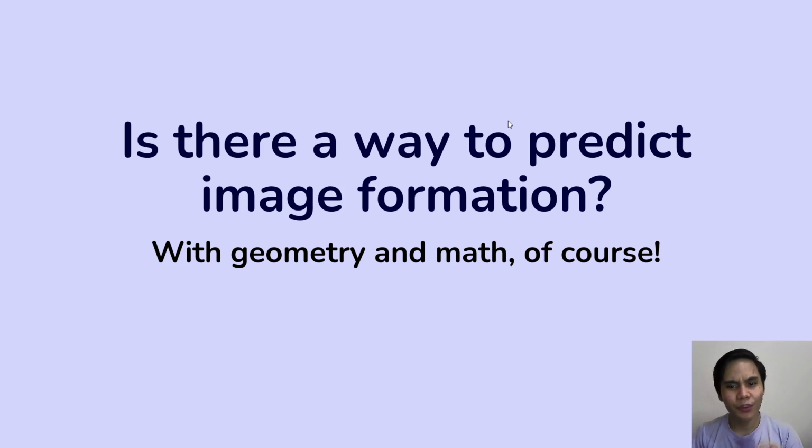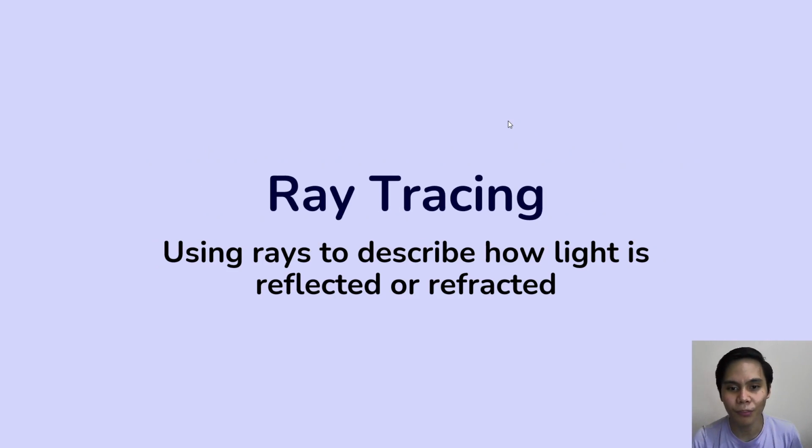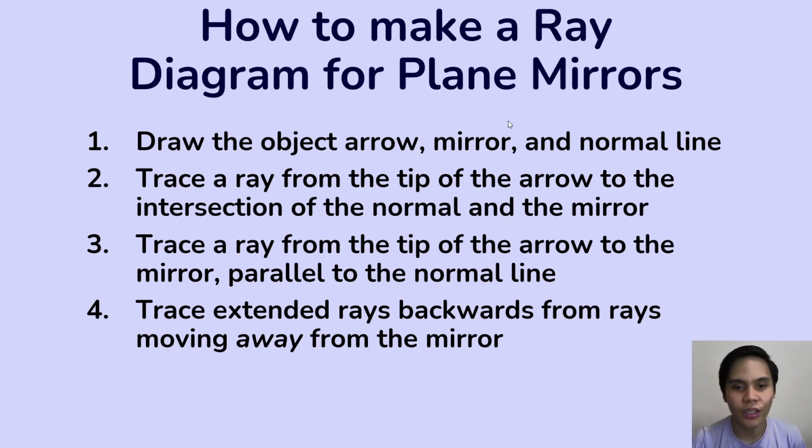Is there a way to predict image formation? Now, with geometry and math, mostly geometry, of course, there's a way to predict how images form. Especially with plane mirrors, it's very simple. So we use what is called ray tracing or ray diagrams in order to describe how light is reflected or refracted. For this session, we're going to focus on reflection of light.